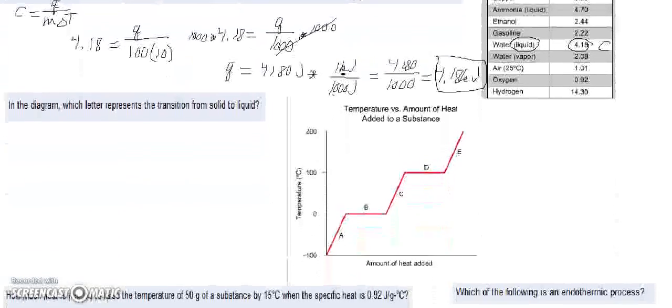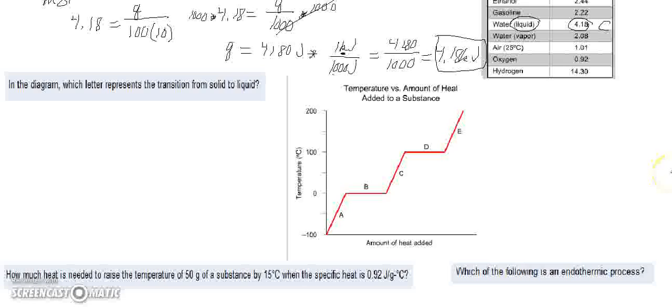All right, down here we have our phase transition diagram, and hopefully you guys understand this a little bit more now after our class Connect yesterday on Thursday. However, we need to look here, and we're looking for the letter that represents the transition from, the important part here, solid to liquid. So where in this graph are we going from solid to liquid? And remember, that point on this graph is right here.